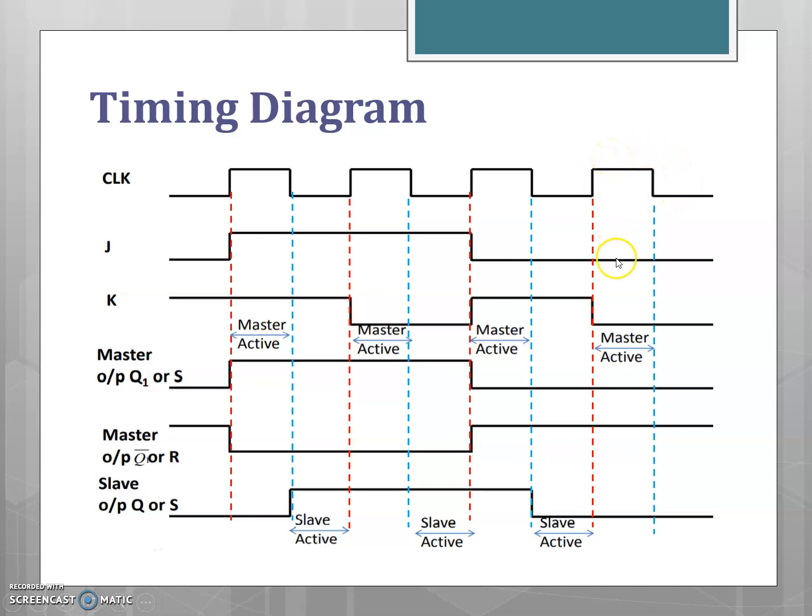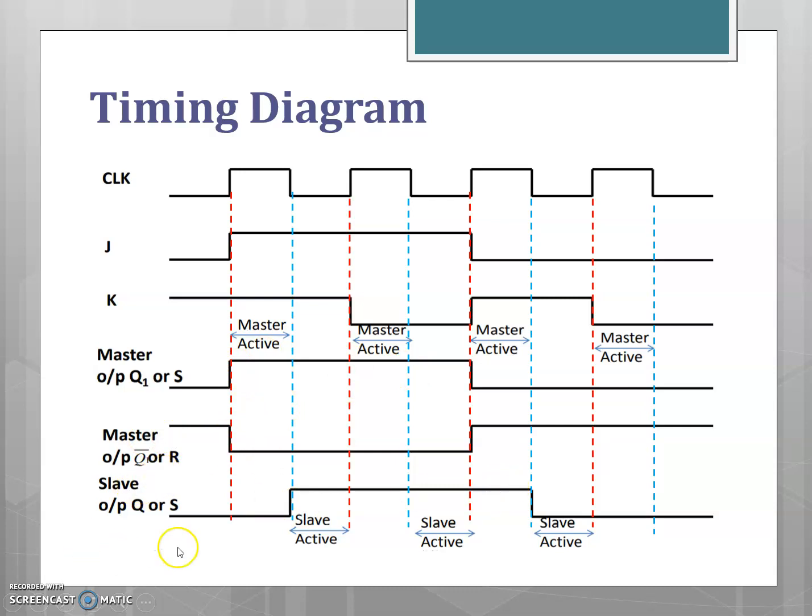Here J is equal to 0 and K equal to 0. For J and K equal to 0 there is no change in the output, so it remains in the same state. And the Q bar output of the master will be the complement of Q. Since it is 0 here, it is 1, and for 1 it is 0. It is just inversion, right?